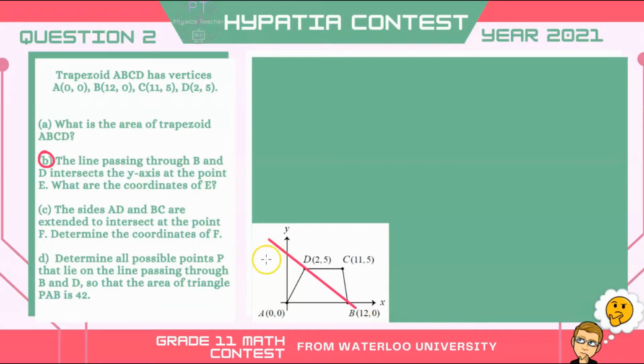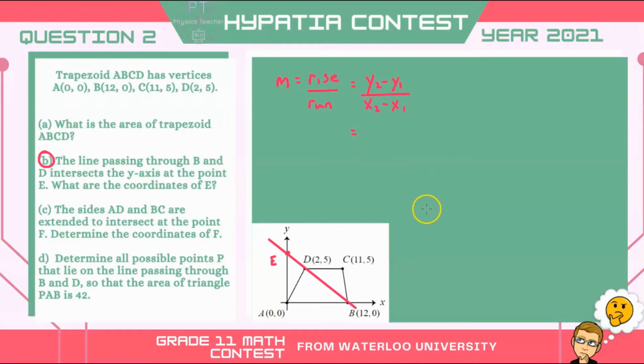Alright, so part B says the line passing through B and D, which would be right here, intersects the y-axis at E, so right here. What are the coordinates of E? Well, to first figure that out, we're going to need to figure out the slope of this line. So the slope, which is m, and we can use the coordinates D and B to figure it out. So slope is rise over run, or put more mathematically, it's the difference between our y-coordinates, so let's call it y2 minus y1, divided by the difference in our x-coordinates, x2 minus x1.